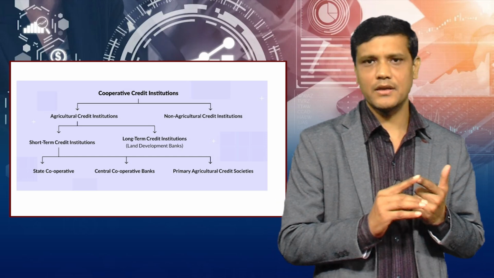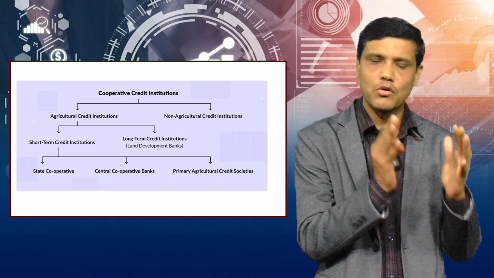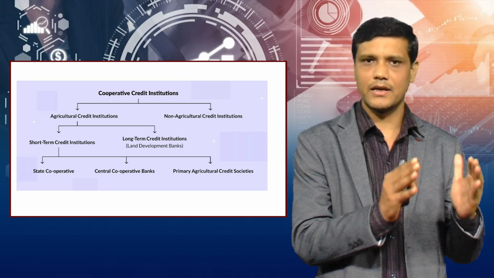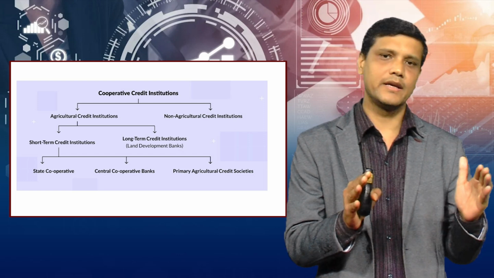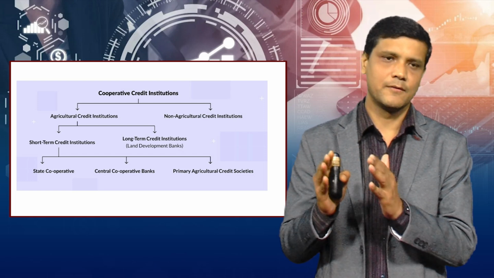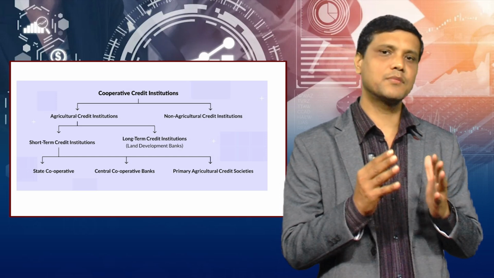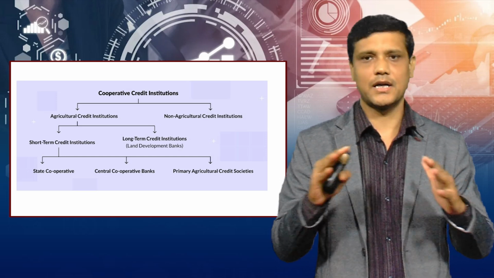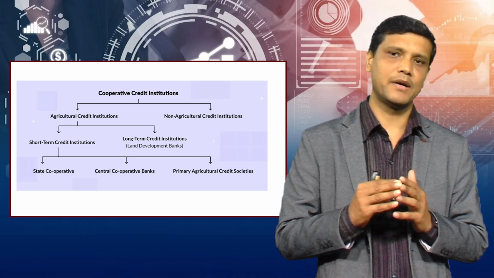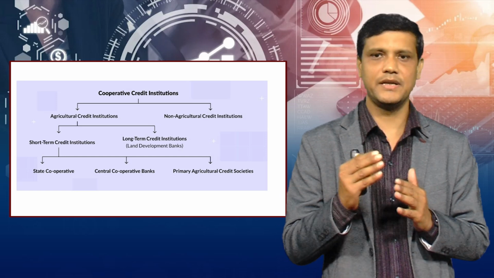One is short-term credit institution, another is long-term credit institutions. So there are certain cooperative institutions which provide short-term credit to the agriculture sector or in the rural areas, and there are certain institutions which provide long-term credit to the farmers or in the rural areas. So again, short-term credit institution can be of three types. The first one is state cooperative institution, the second one is central cooperative banks, and the third one is primary agricultural credit societies, that is PACS.